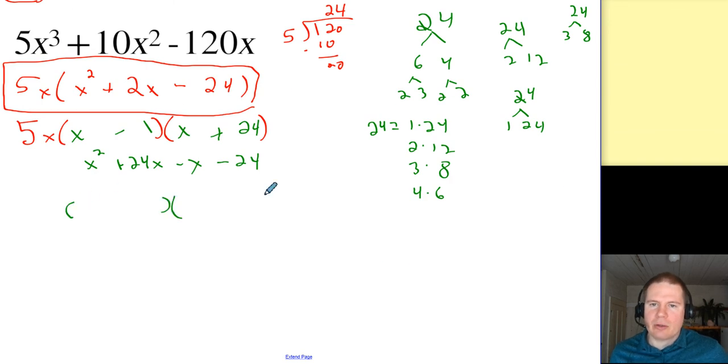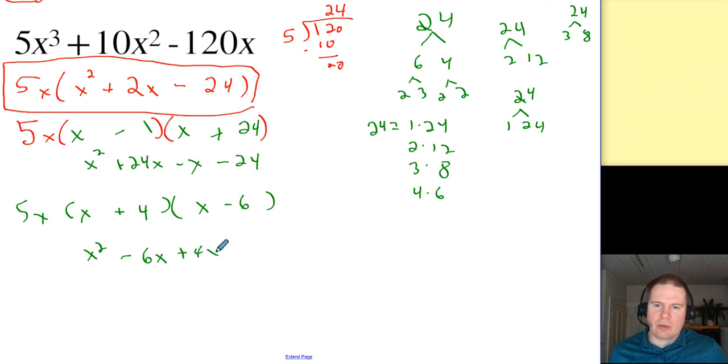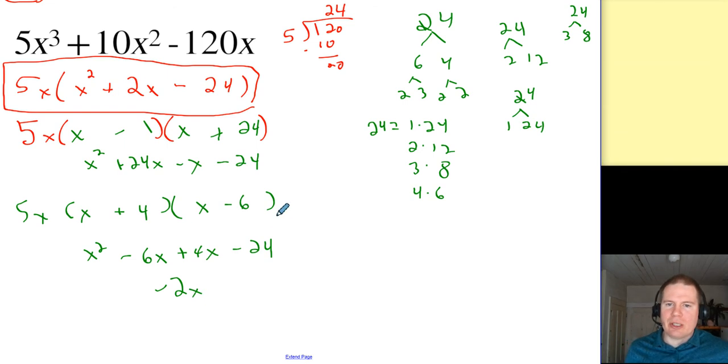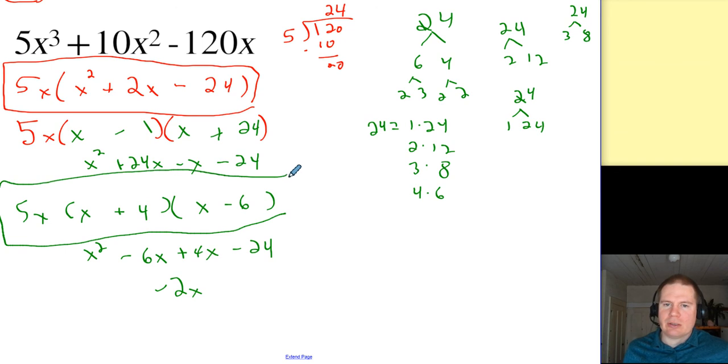Let's try the 5x there. 4 and 6, those are close together. So x times x is x squared. X times 6, because it's negative, is negative. 4 times x, positive 4. 4 times 6, as expected, right? So x squared, that's what we want. Negative 24, that's what we want. We just have to check this outer inner. So negative 6 plus 4, that's negative 2. But I want a positive 2. Those are not the same. So this is not my final answer.